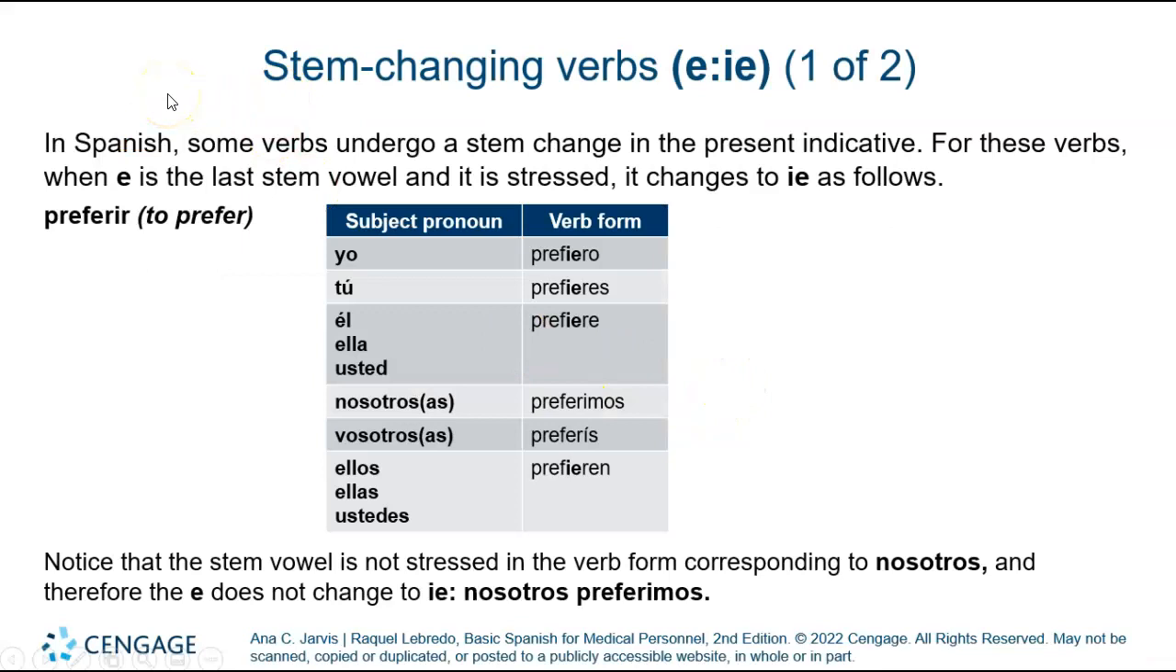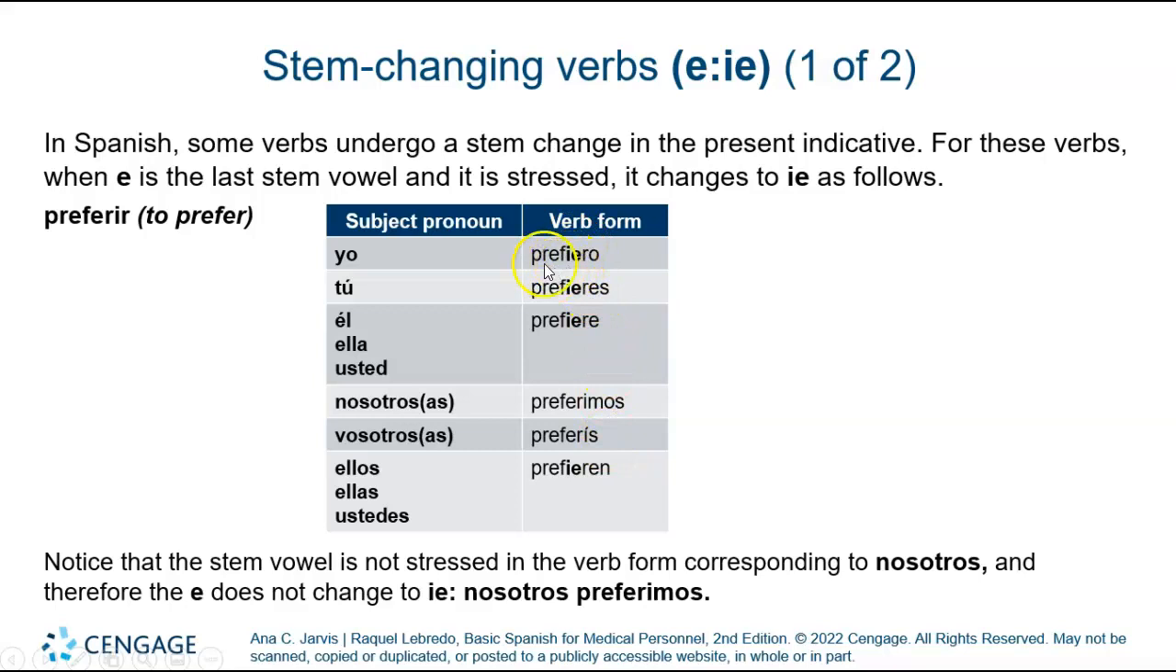All right, first, let's talk about verbs. In Spanish, some verbs undergo a stem change in the present, in addition to the changes that we're used to, right? So we're used to seeing a verb like preferir, an IR ending verb, having o, es, e, imos, is, and en endings. That's not new, but what is new is the stem change happening right in the middle.